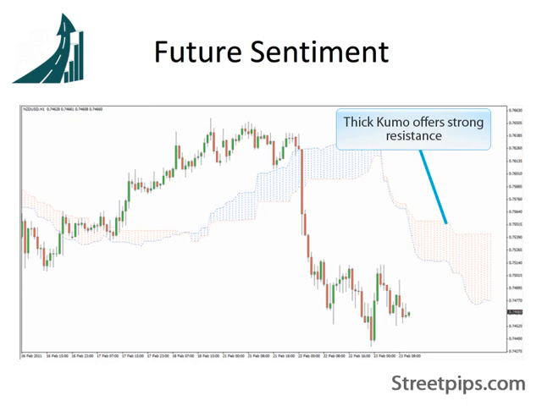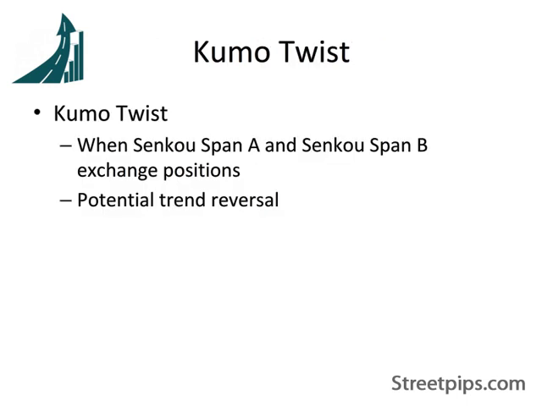For example, if future clouds begin to get thinner, traders can exercise caution, because prices can easily break through thin clouds. Also related to future sentiment, we can observe the positions of Senkou span A and Senkou span B. Whenever they switch positions, it signals a potential trend reversal. Let us take a look at 2 examples.